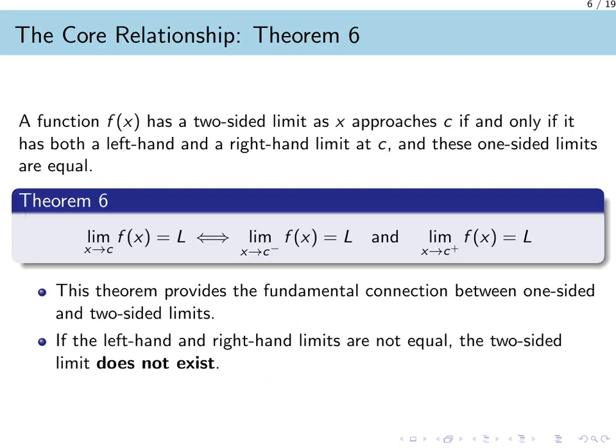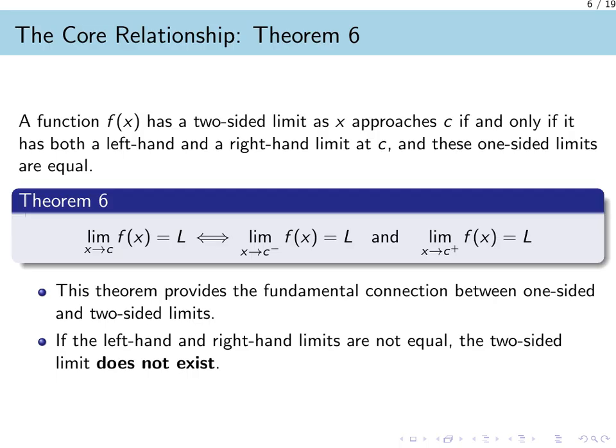This theorem provides the fundamental connection between the one-sided limits we have been discussing and the overall two-sided limit. It states that for a function f of x to have a two-sided limit L as x approaches a point C, two conditions must be met. Both the left-hand limit and the right-hand limit must exist, and they must be equal to the exact same value. For example, if a function approaches a y value of 5 as we get closer to x equals 2 from the left, it must also approach 5 from the right for the overall limit to be 5.